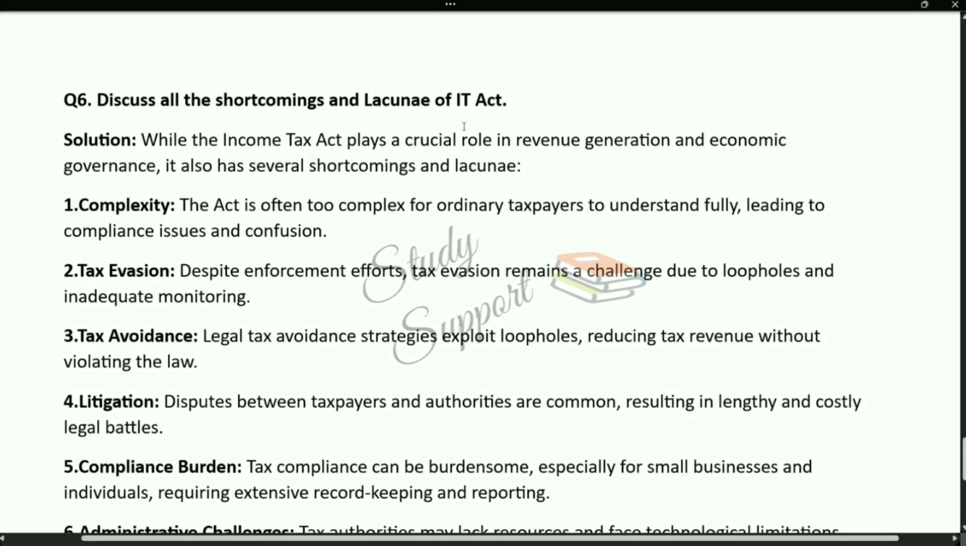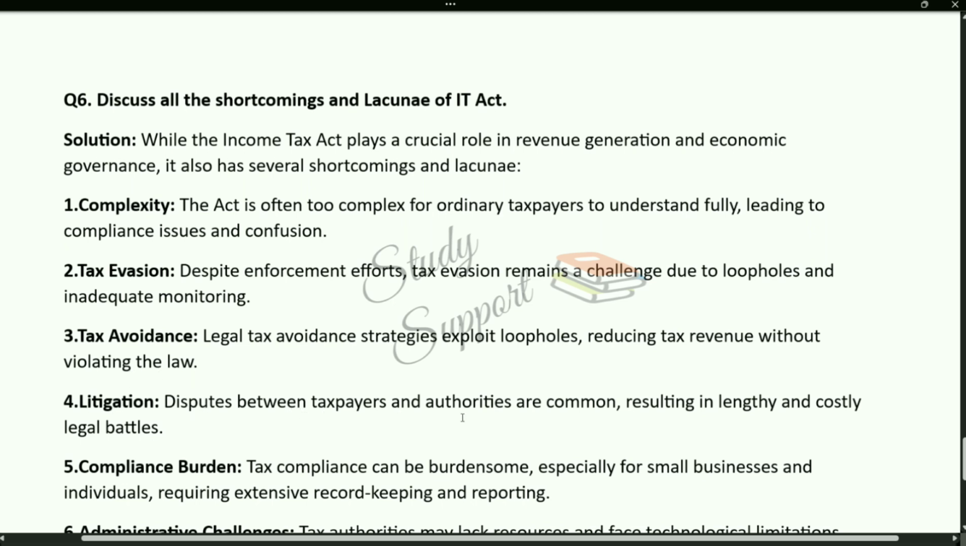Question 6. Discuss all the shortcomings and lacunae of IT Act. Solution. While the Income Tax Act plays a crucial role in revenue generation and economic governance, it also has several shortcomings and lacunae. 1. Complexity. The Act is often too complex for ordinary taxpayers to understand fully, leading to compliance issues and confusion. 2. Tax evasion. Despite enforcement efforts, tax evasion remains a challenge due to loopholes and inadequate monitoring. 3. Tax avoidance. Legal tax avoidance strategies exploit loopholes, reducing tax revenue without violating the law.